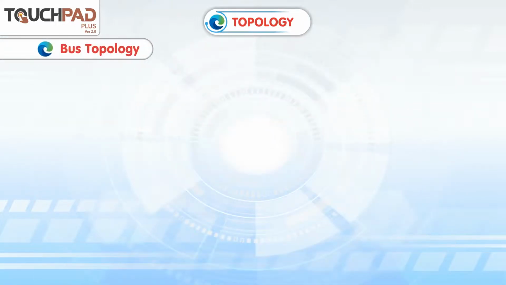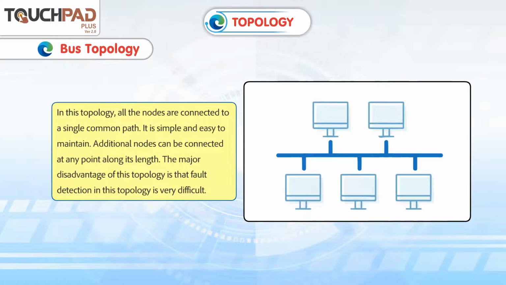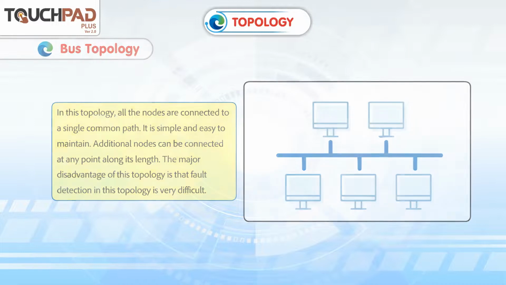Bus topology. In this topology, all the nodes are connected to a single common path. It is simple and easy to maintain. Additional nodes can be connected at any point along its length. The major disadvantage of this topology is that fault detection in this topology is very difficult.